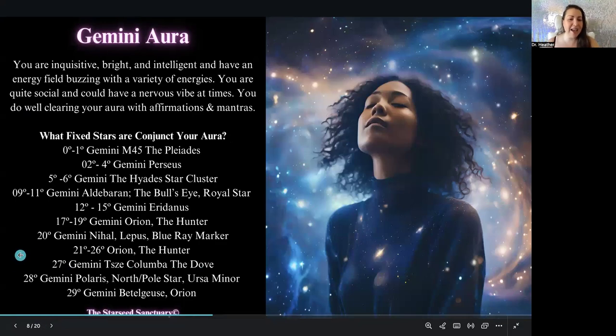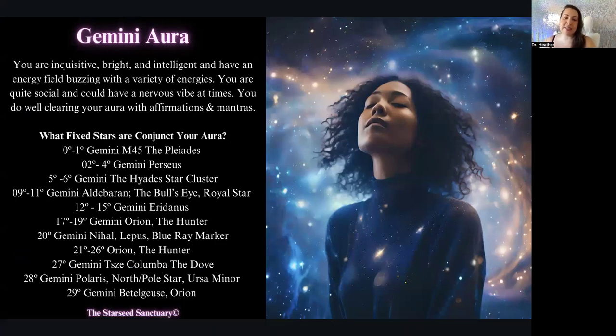All right, next up we have Gemini. So if your natal asteroid aura is in the sign of Gemini, you're generally going to exude an auric field and energy of being very inquisitive, bright, intelligent. There can also sometimes be a little bit of a buzzing to the energy field, lots of different energies, quite social, but sometimes can have a little bit of a nervous vibe to it.